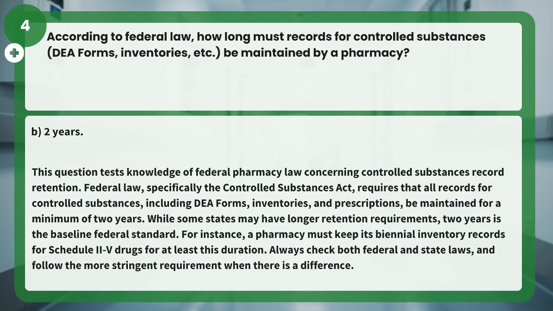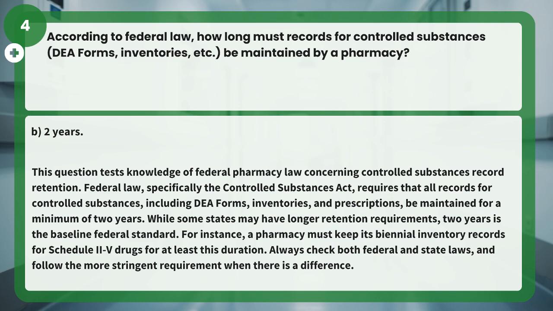Answer B. 2 years. This question tests knowledge of federal pharmacy law concerning controlled substances record retention. Federal law, specifically the Controlled Substances Act, requires that all records for controlled substances, including DEA forms, inventories, and prescriptions, be maintained for a minimum of 2 years. While some states may have longer retention requirements, 2 years is the baseline federal standard.